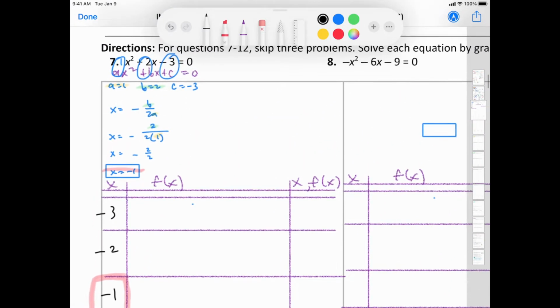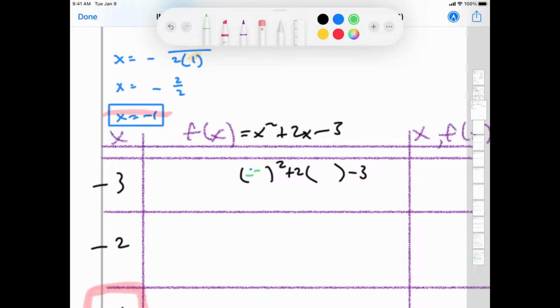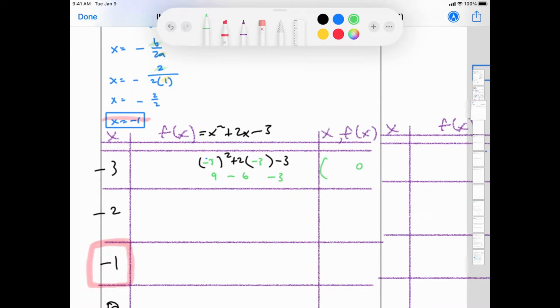Let's go ahead and put in our function here. And remember, every x value we're going to put in. x equals -3. Let's do that. So -3, and that will give us 9 minus 6 minus 3, and 3 minus 3 equals 0. So you put in your answer over here. This is my x value, and you have an ordered pair -3, 0.